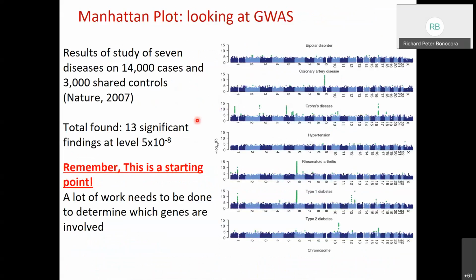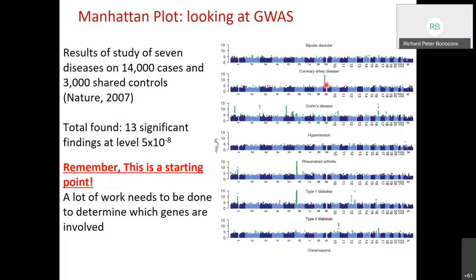And so this has been done for lots of diseases. A paper came out quite some time ago in 2007. They looked at all these different diseases. They had 14,000 cases and 3,000 controls for these. And they found many different SNPs that had significance values above 5 times 10 to the minus 8. These are shown here in green. And so these give a nice starting point for all these different diseases.